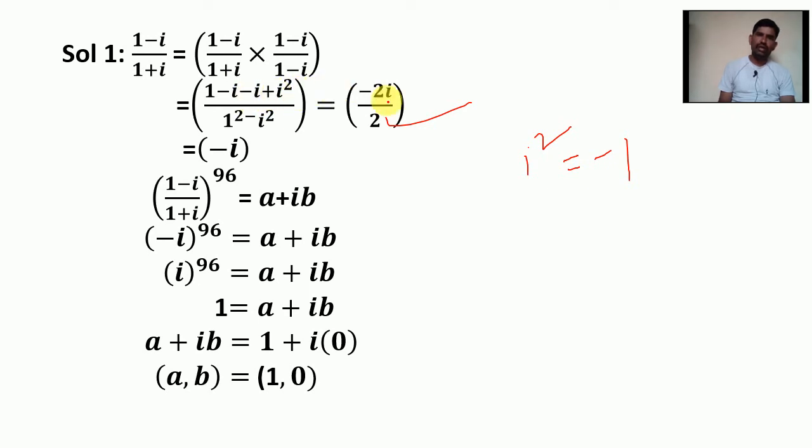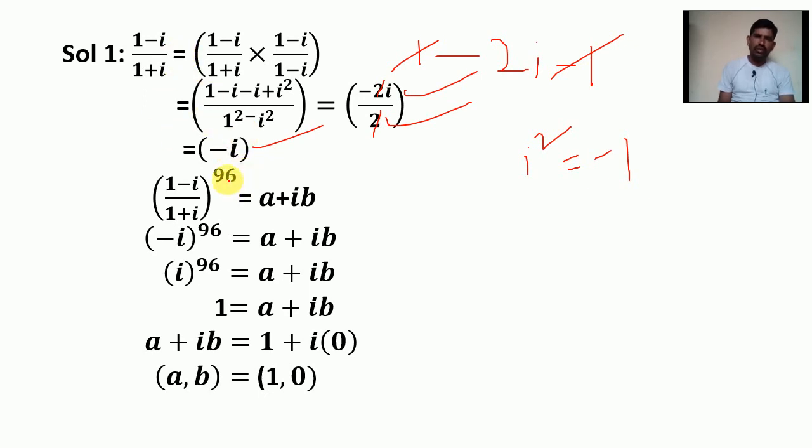Iota square is minus 1, that's why 1 minus 2 into iota, that is minus 1. Minus 1 plus 1 gets cancelled, giving minus 2 iota. The 2 gets cancelled. Finally we got what? Minus iota. So the result of this is minus iota.